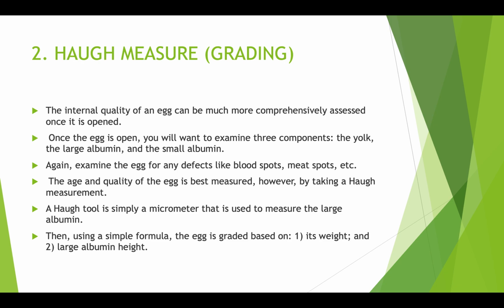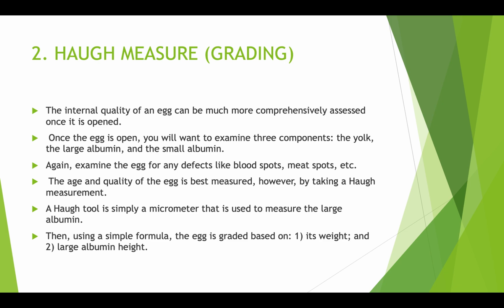The other grading test is the Haugh unit. The internal quality of an egg can be much more comprehensively assessed once it is opened. Once the egg is open, you will want to examine three components: the yolk, the thick albumin, and the thin albumin. Again, examine the egg for any defects like blood spots and meat spots.